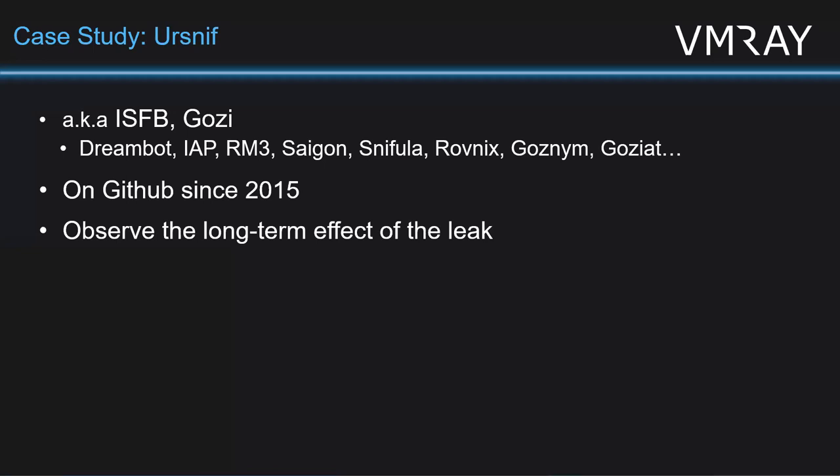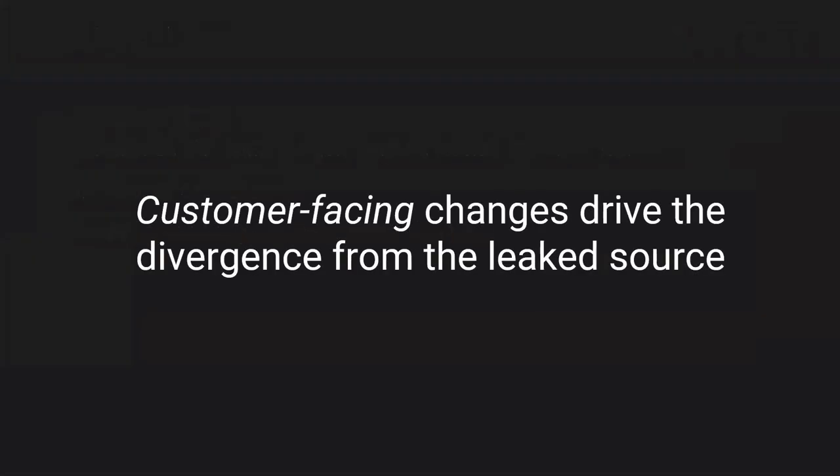Why we picked this malware is that it's been on GitHub since at least 2015, which means that if we observe how the malware looks now, we can observe the long-term effect of the leak. So we can see how it changed in 5 years. The most important takeaway is that when tracking the malware, we're looking for divergences from the leaked source code.